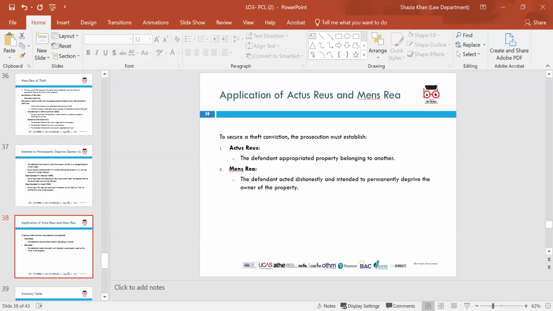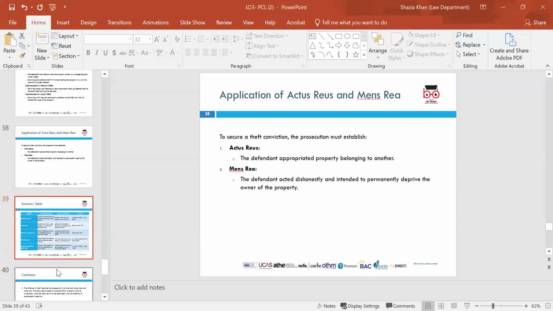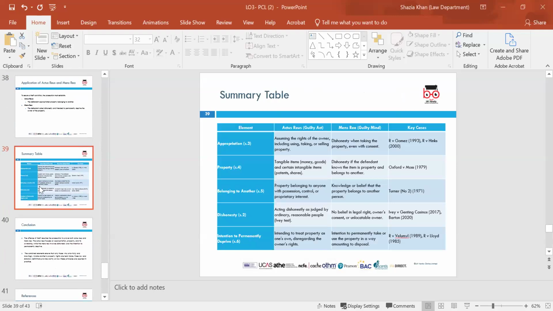Application of actus reus and mens rea. So the actus reus: the defendant appropriated property belonging to another, and the mens rea is the defendant acted dishonestly, intending to permanently deprive the other. We've got the summary table, which looks at the elements of appropriation, property belonging to another, dishonesty, and intention to permanently deprive, with actus reus the guilty act, mens rea the guilty mind, and the key cases in regards to that.